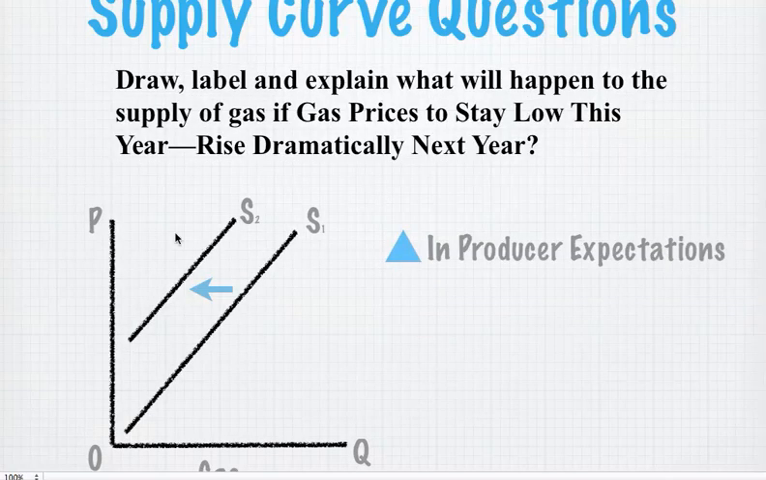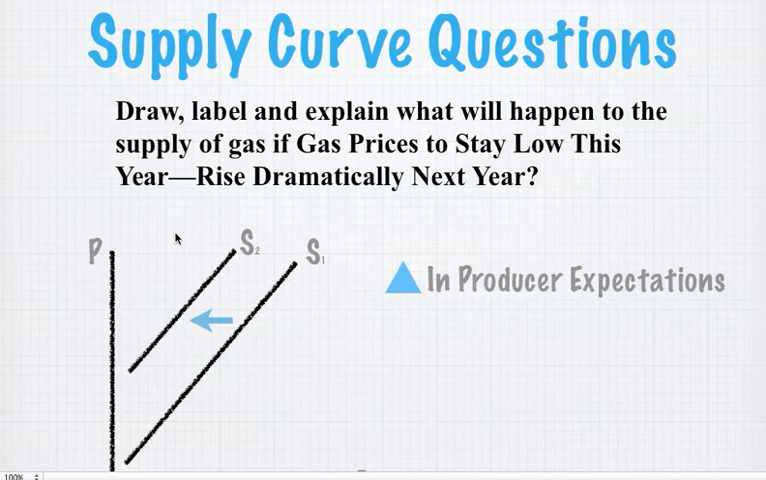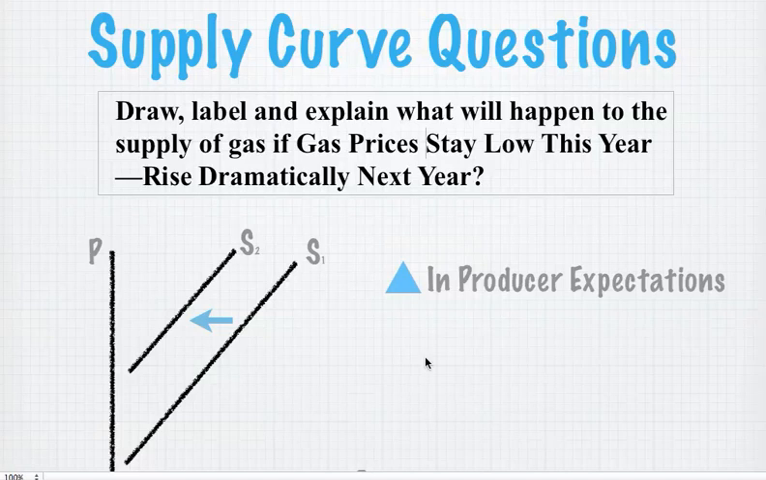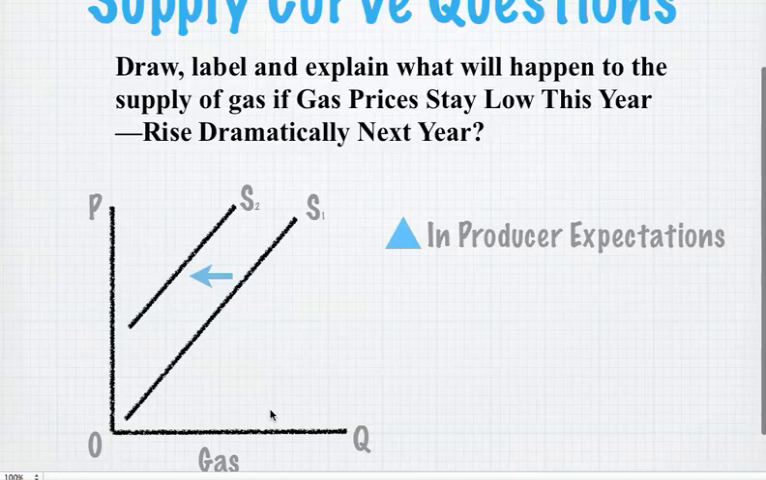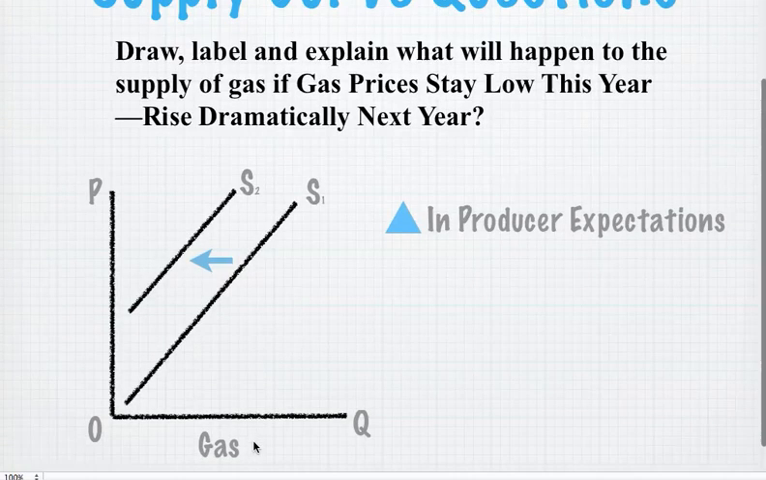The next one that I have was question 15. Draw, label, and explain what will happen to the supply of gas if gas prices stay low this year, rise dramatically next year. So again, draw and label the graph. The graph is for gas.